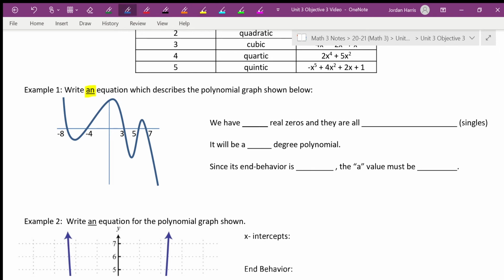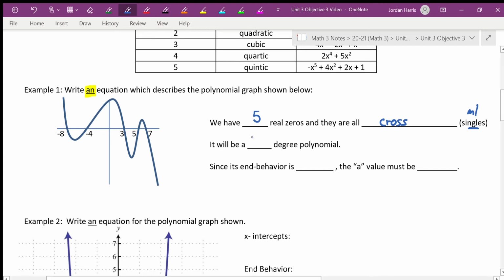So we have how many zeros? 1, 2, 3, 4, 5. Remember, zeros are our x-intercepts. I have 5 zeros, and they all cross the x-axis. We're not bouncing, we're not touching, we're crossing through it. So that means they have to be single multiplicities, a multiplicity of 1. Technically it's odds, but we're going to just assume 1 because that makes life a lot easier.